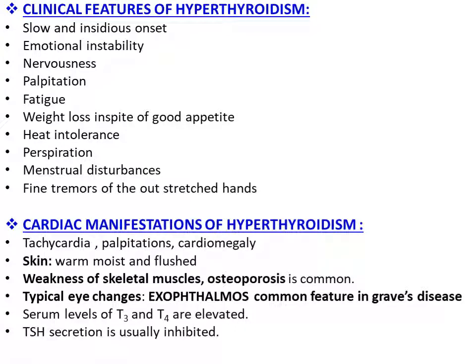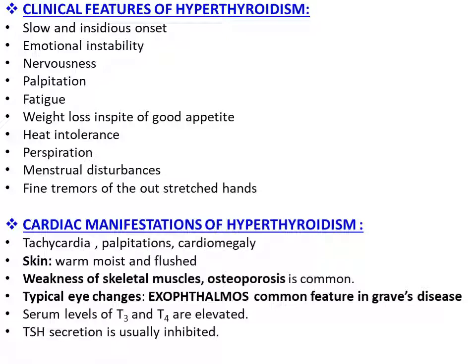Next, clinical features of hyperthyroidism: slow and insidious onset, emotional instability, nervousness, palpitation, fatigue, weight loss in spite of good appetite, heat intolerance, perspiration, that means more sweating, menstrual disturbances, then fine tremors of the outstretched hands. So these are the clinical features of hyperthyroidism.